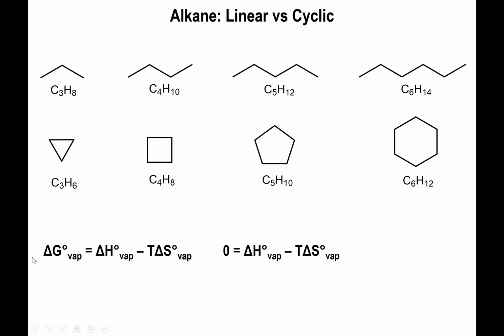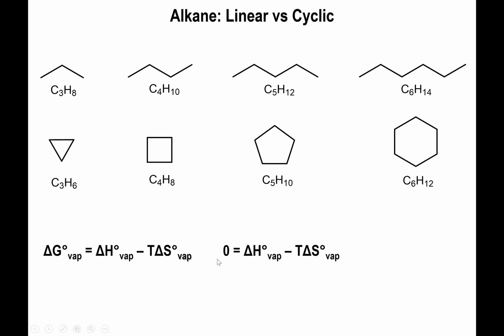So the Gibbs free energy is zero because you are at equilibrium. There is nowhere to go, right? So there's no spontaneity going one way or the other. You are at equilibrium, so the value of delta G is zero. And what this allows us to do is solve for the temperature.